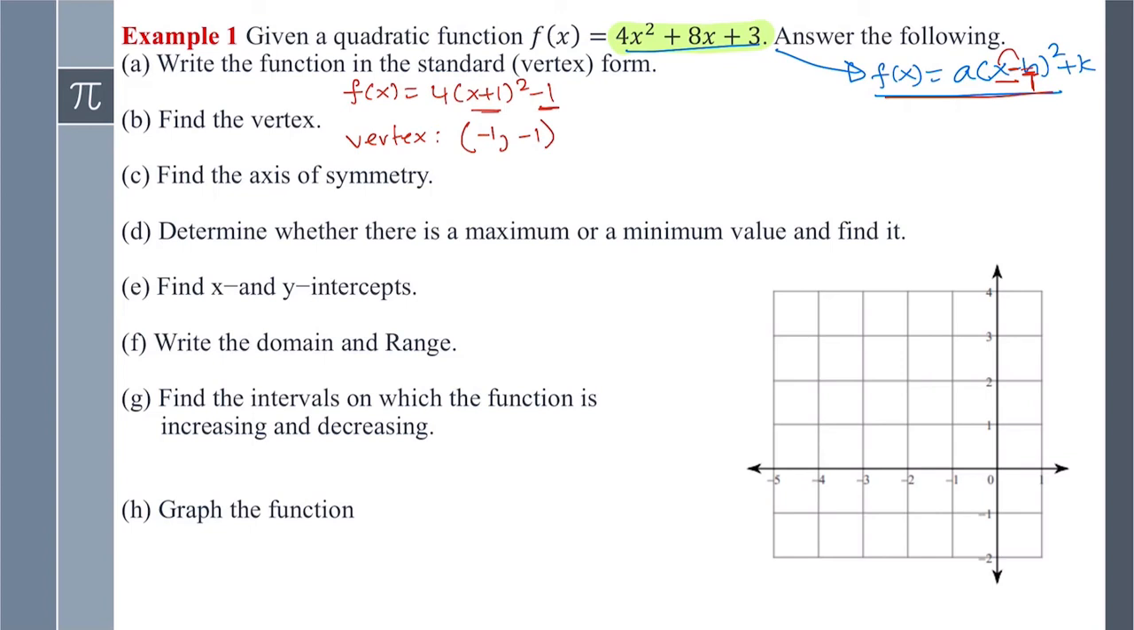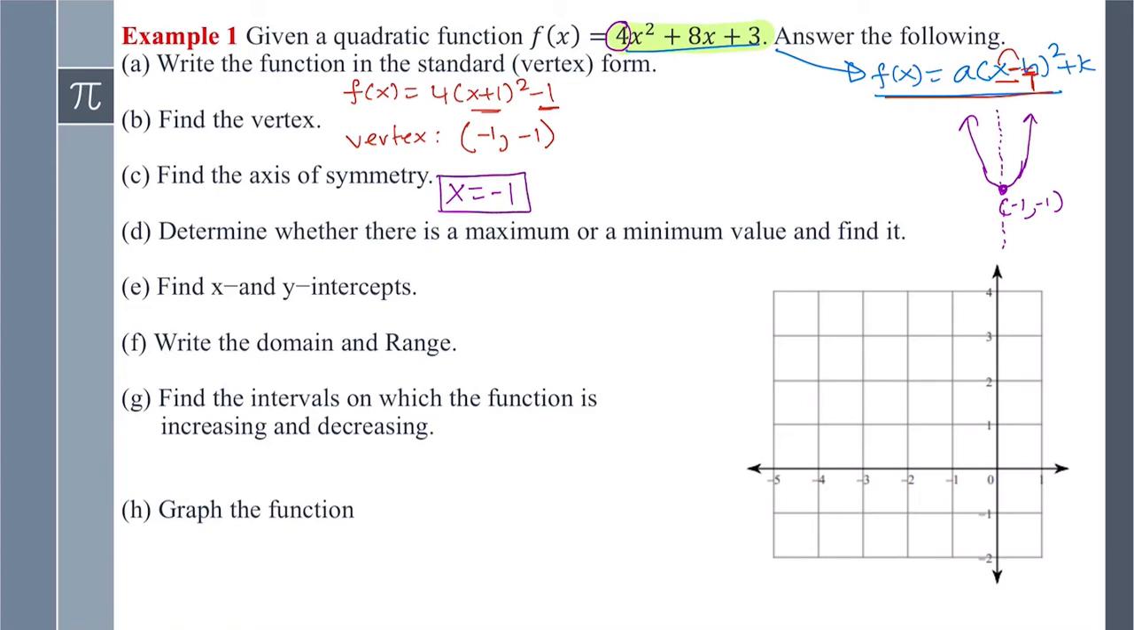And now the next thing is the axis of symmetry. Once we get the vertex, this is what I always suggest: just draw a small sketch of the graph. We have positive 4, so a is positive. That means our graph opens up, so it looks like this. The vertex that we got here is negative 1 comma negative 1. Now the axis of symmetry is the vertical line that goes through the vertex, and the equation is x equals h. So h is negative 1, so the axis of symmetry is x equals negative 1.